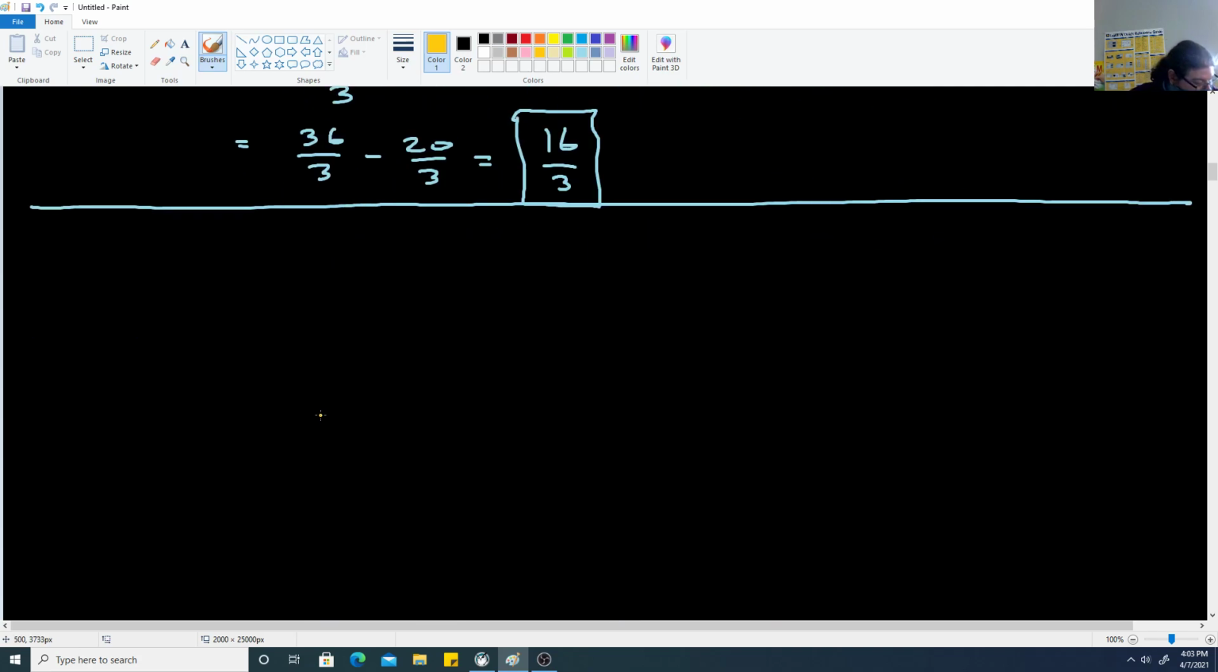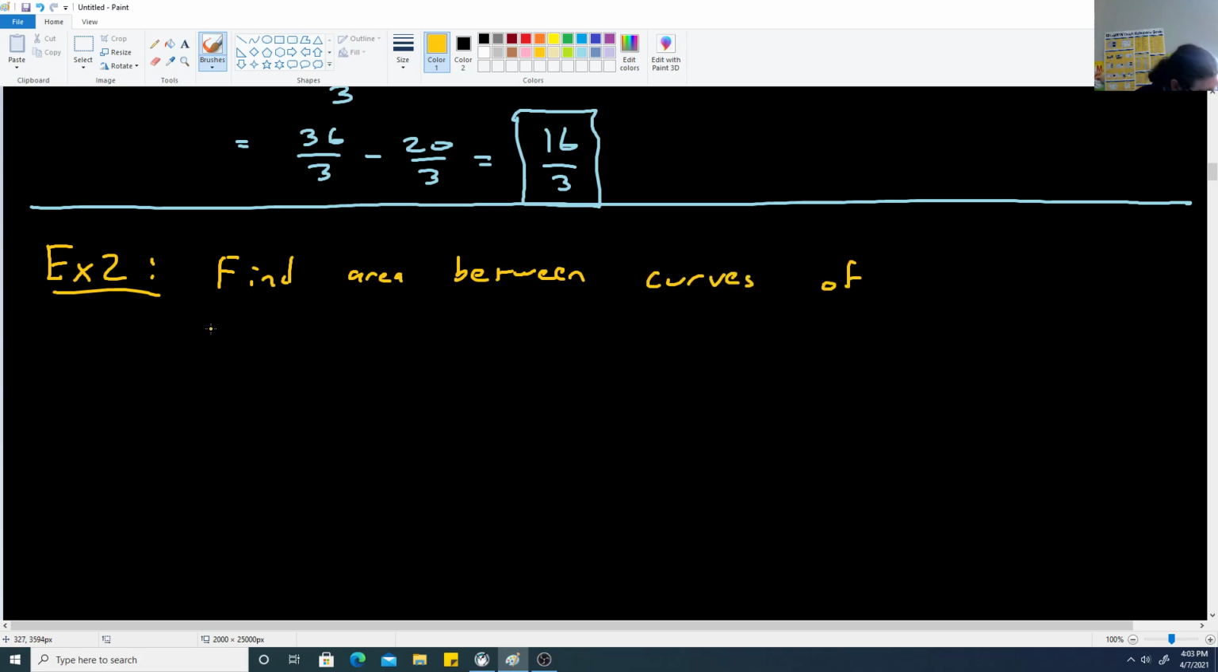So moving on to the next one. It's going to just get us a little bit more practice with finding the area between curves. So on this one, we want to find the area between curves of, they give us f of x equals x squared minus 5x minus 7, and they give us g of x equals the line x minus 12, and they tell us we're doing this over the interval -2 up to 5.